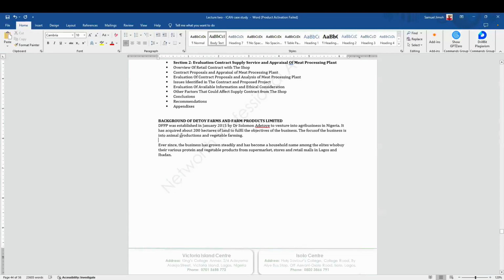We're told that DFFP, Detroit Farms and Farm Products Limited. So let me put DFFP here. DFFP was established in January 2015 by Dr. Solomon Adetutu to venture into agribusiness in Nigeria. It has acquired about 200 hectares of land to fulfill the objectives of the business. The focus of the business is this and this, right?